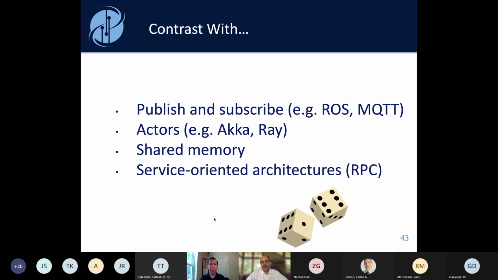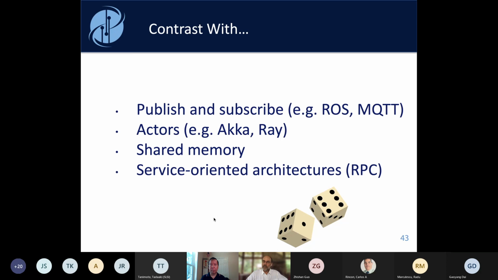So I'd like to contrast this with the most popular techniques that are used today for distributed systems. So ROS, used in robotics, which has a publish and subscribe communication fabric. The communication fabric is fundamentally non-deterministic. And as a consequence, ROS programs sometimes exhibit quite surprising behavior.